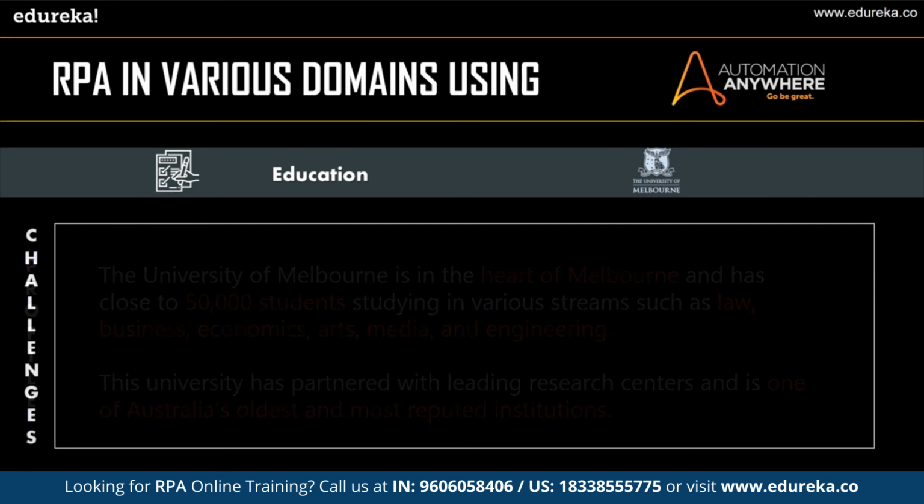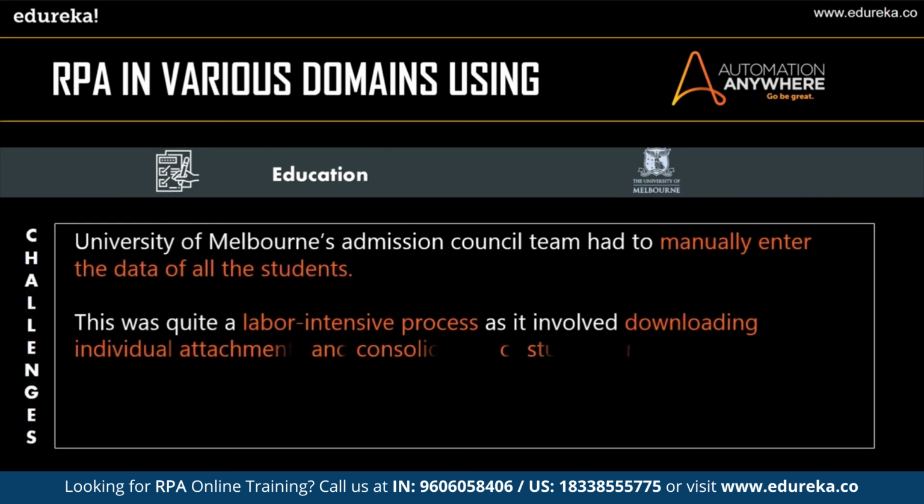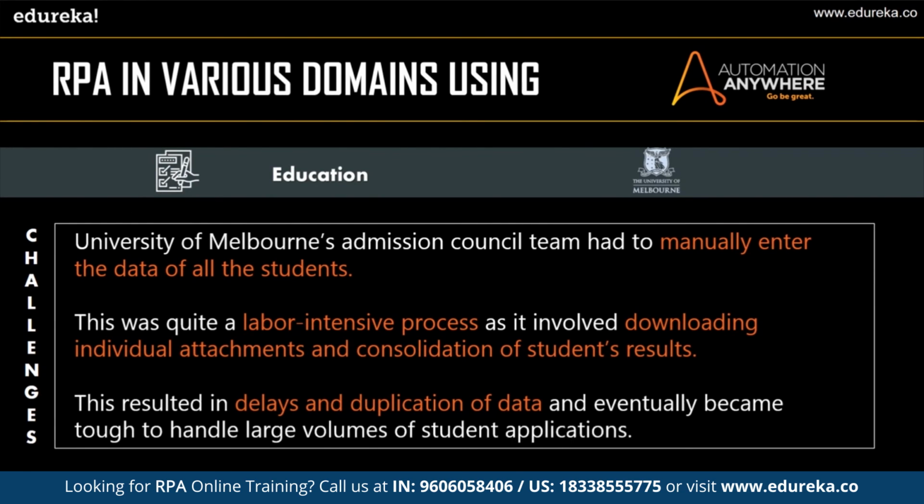Now being one of the top institutions, the University of Melbourne's admission council team had to manually enter the data of all the students. This was quite a labor-intensive process as it involved downloading individual attachments and consolidating students' results. Due to such an intensive process, it resulted in delays and duplication of data and eventually became tough to handle large volumes of student applications.